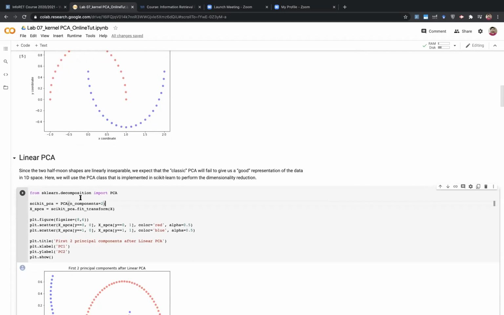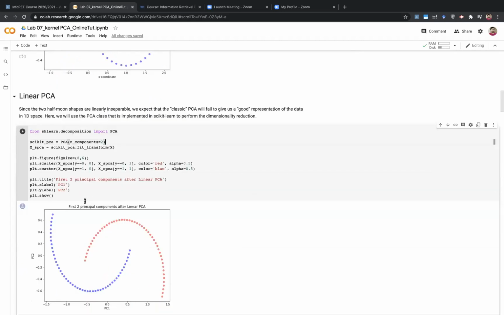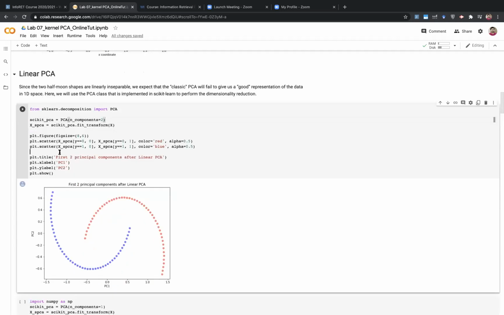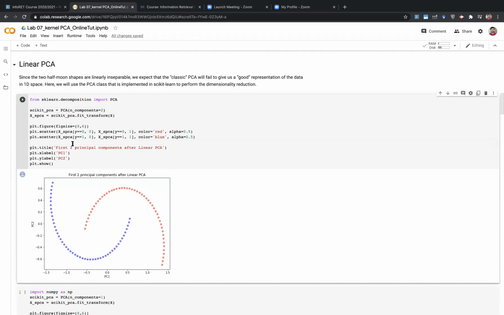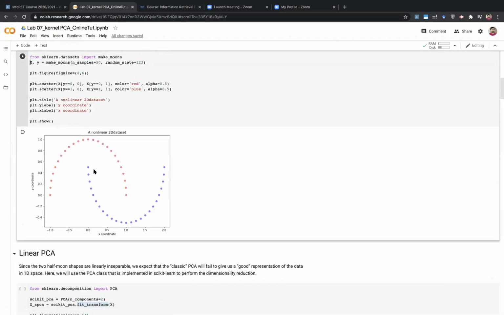Okay, and then we say we want two components, because we want to see what this linear PCA can actually do. We are not actually performing any dimensionality reduction because it's only a 2D data set. So there's no dimensionality reduction happening, but we still want to see because it's a toy example. So we keep the maximum number of principal components, which is 2. Here we fit transform this x, which is actually the make moons data, this thing which you are seeing here.